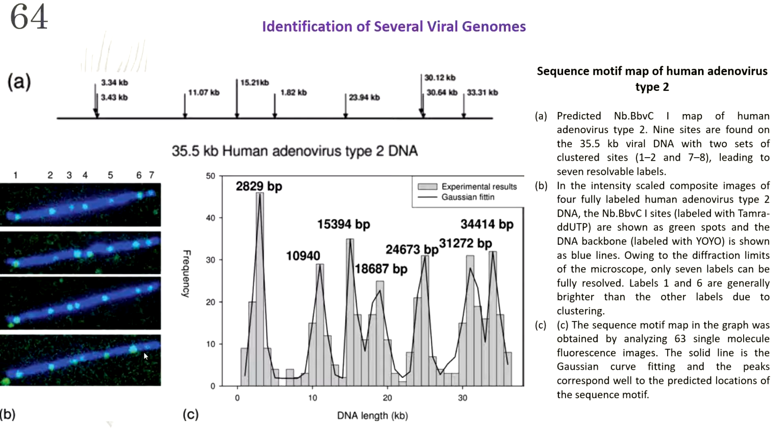So a total of 105 DNA molecules were used in constructing this sequence motif map, as you can see in this particular figure. And generally 7 peaks were found at unique locations of 2.8, then 10.9, then 15.3, and all these locations, just from a single end.